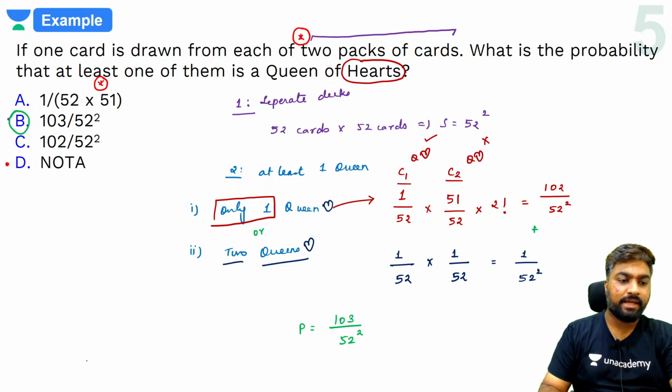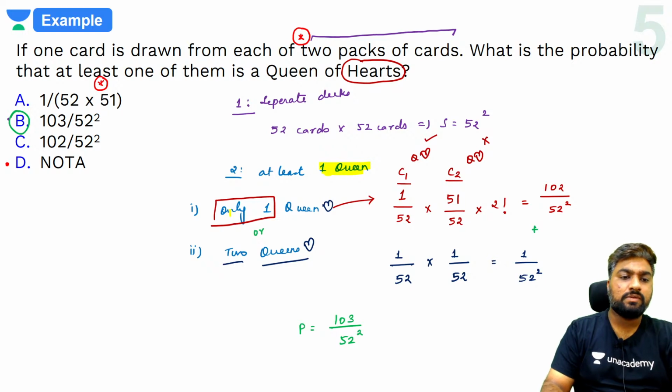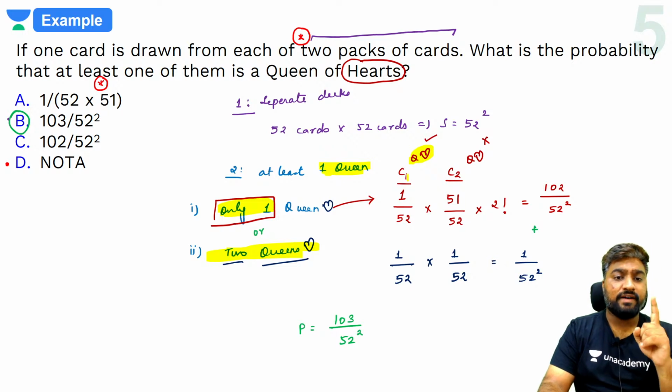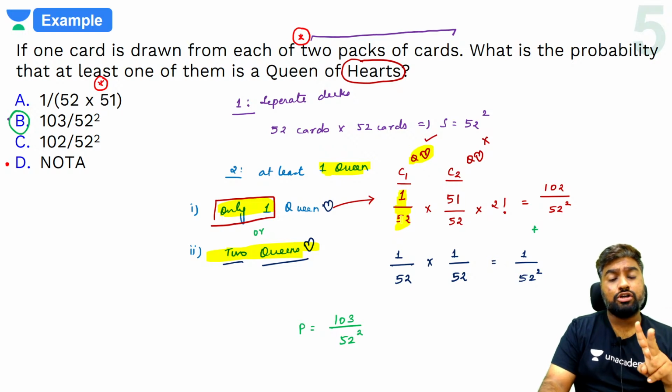Meher, you want me to repeat this? Okay, quickly look at this. So at least one queen of hearts means what? There will be two cases: only one queen of hearts, or both being queen of hearts. If there's only one queen of hearts, then the first card could be queen of hearts. If the first card has to be queen of hearts, what's the probability? 1 by 52.